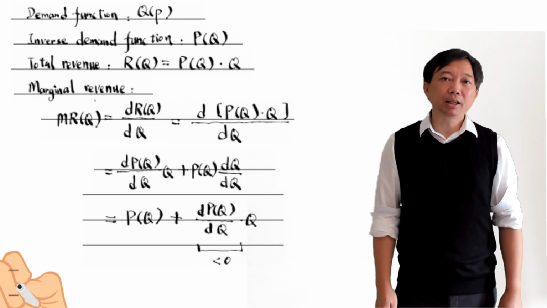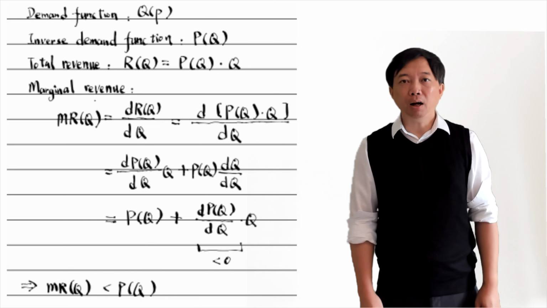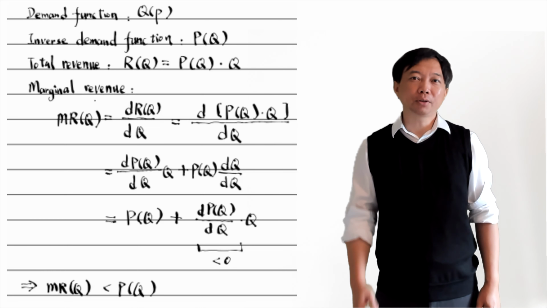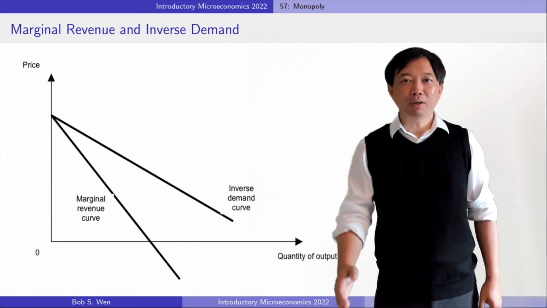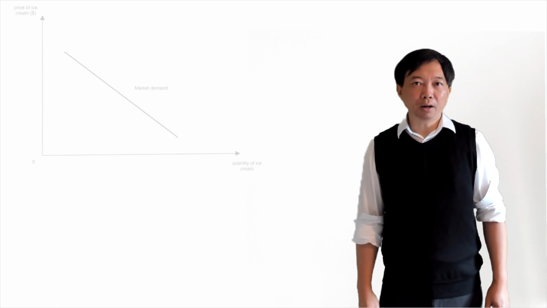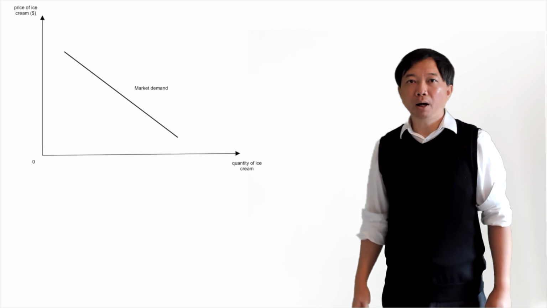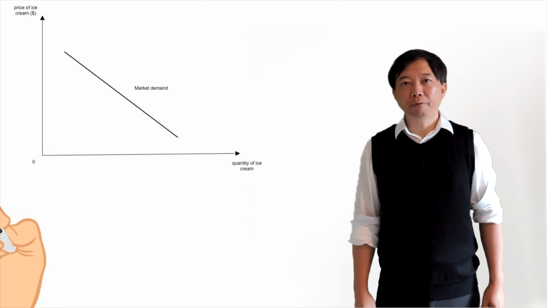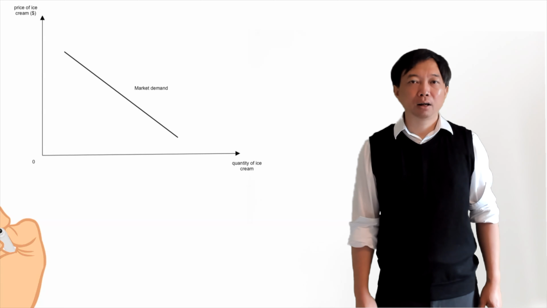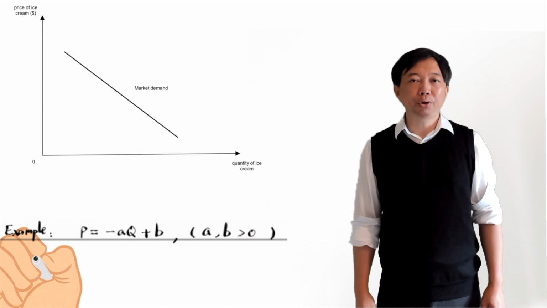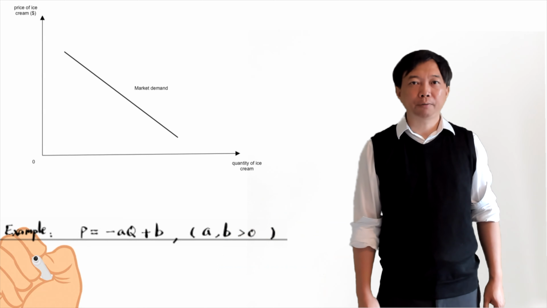So, for any given positive quantity, a monopoly firm's marginal revenue is less than the good's price. In other words, a monopoly's marginal revenue curve is downward sloping and lies below its inverse demand curve. For linear demand, like the curve on this graph, the marginal revenue curve slope is twice that of the inverse demand curve. A linear inverse demand function is P equals minus aQ plus b. a and b are positive.